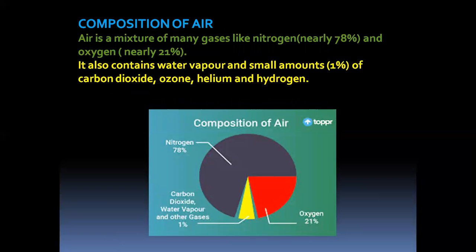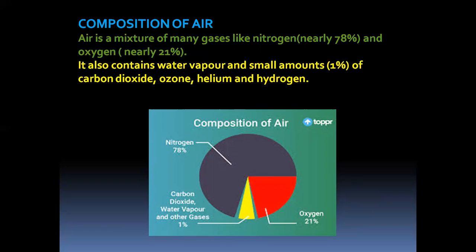Composition of air. Air is a mixture of many gases like nitrogen. Nearly 78% of nitrogen is present in air and oxygen 21%. It also contains water vapor and small amounts, 1%, of carbon dioxide, ozone, helium, and hydrogen.